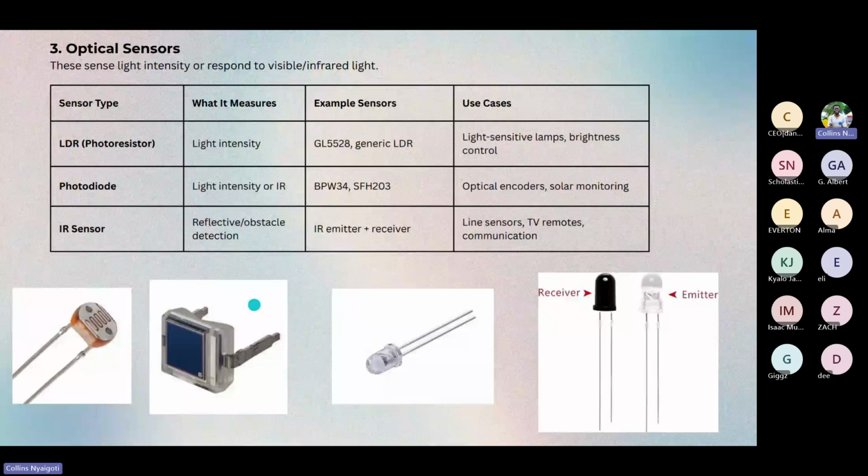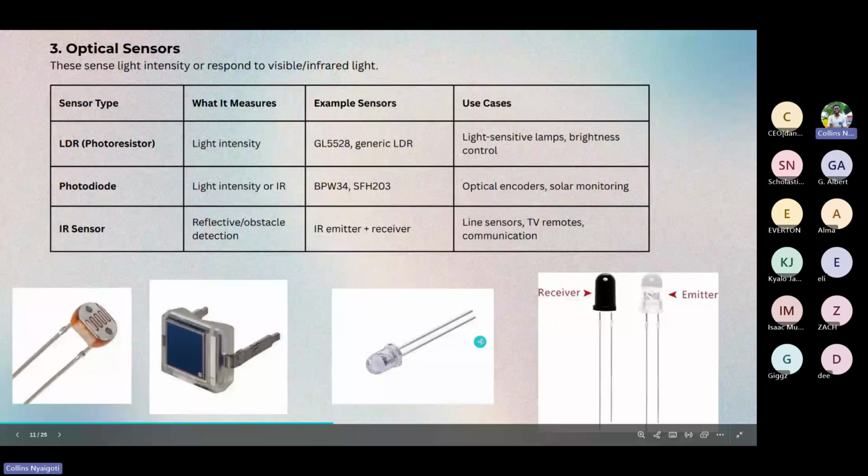So use cases, light sensitive lamps, those lights that turn on when it's dark, they use LDRs. Okay, some use LDRs, depending on the project again. Another optical sensor is the photodiode, this one here. It measures light intensity. All of them measure light intensity. This is the BPW34, as you can see.